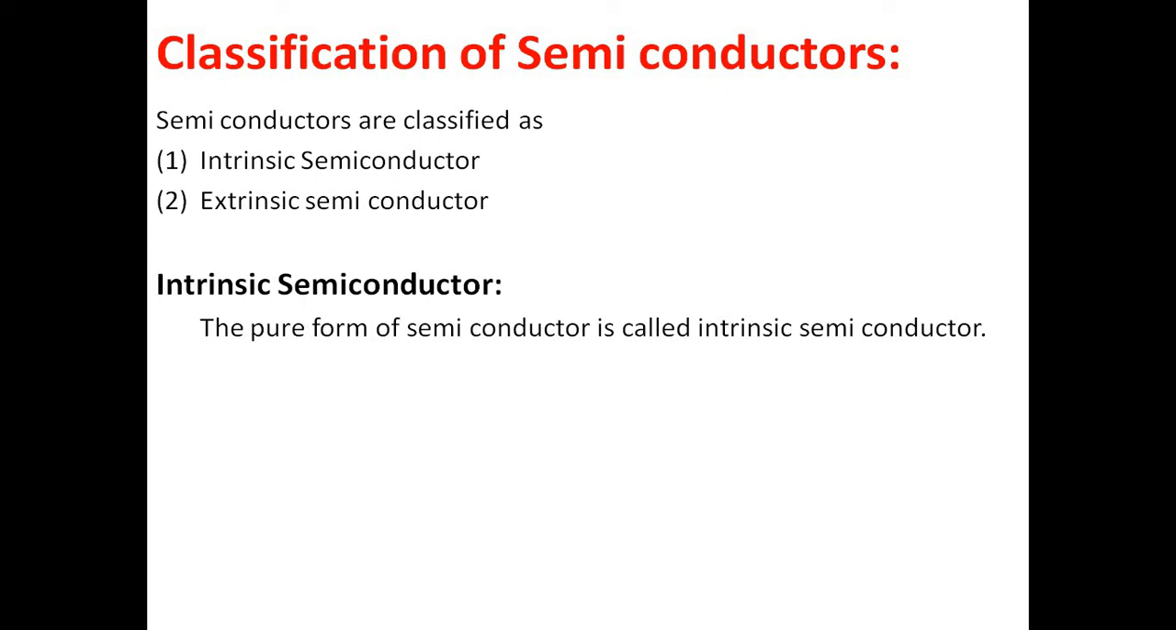In case of an intrinsic semiconductor, you call it a pure form of a semiconductor, where the conductivity is very, very less. That is why intrinsic semiconductors are not practically preferred. Whereas in case of extrinsic semiconductors, you try to add impurity atoms, and the conductivity of that particular material will also increase. As a result, extrinsic semiconductors are used in practical applications.